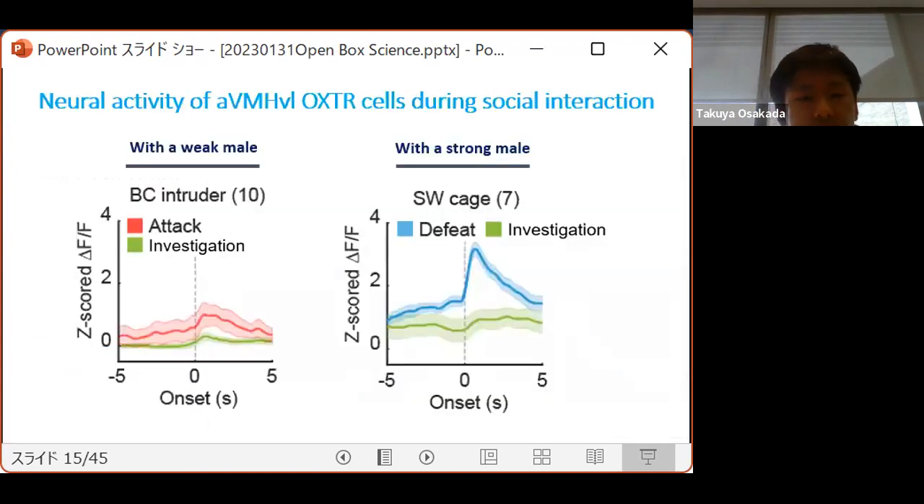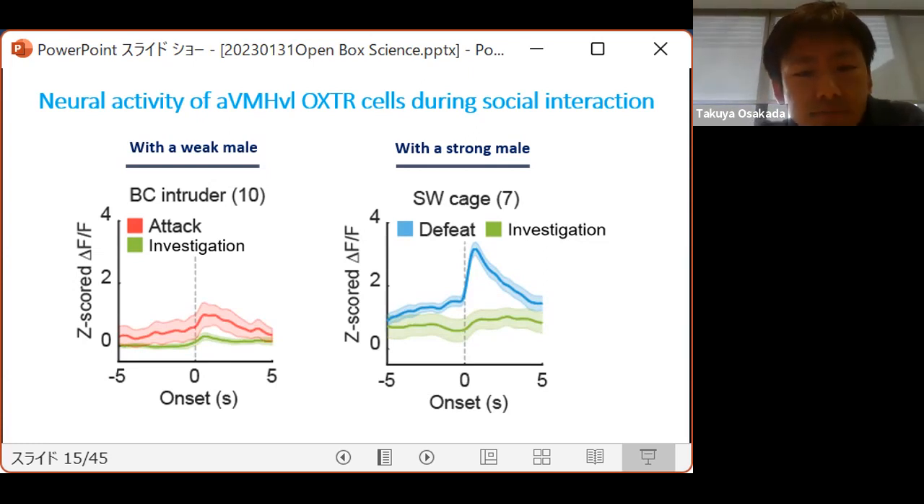This is the quantification of the videos, GCaMP recording from the oxytocin receptor cells in the anterior part of the BMHBL. The left one is the interaction with the weaker BALB/c male, and during attack there is almost nothing. However, with a stronger male and with defeat events, there is strong neural activation when he was defeated.